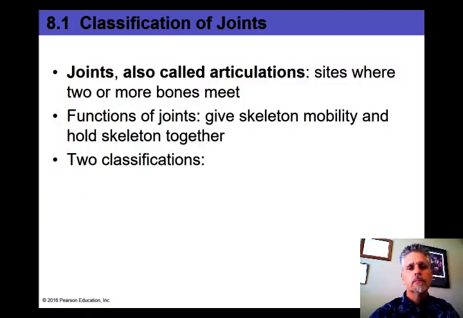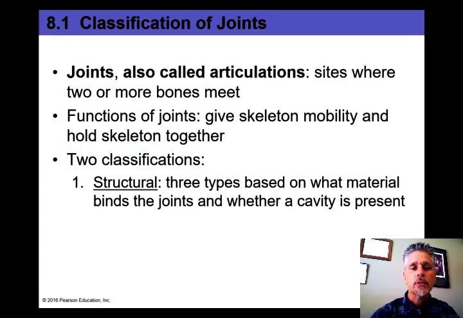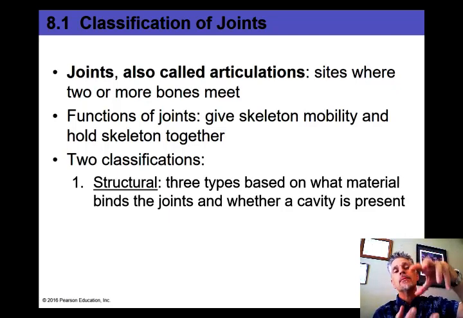Okay, so what we're seeing here is, like I said, two ways that we can classify these articulations. We can do it according to anatomy, which is structural, and this is based on what's holding the bones together and whether a cavity is present or not. A cavity, if you talk about it in terms of your teeth, may be a bad thing, but in terms of a joint, we're talking about a space that occurs in between the bones.